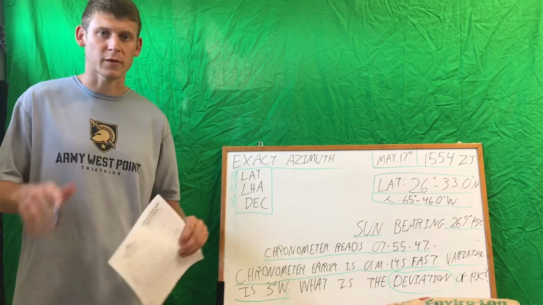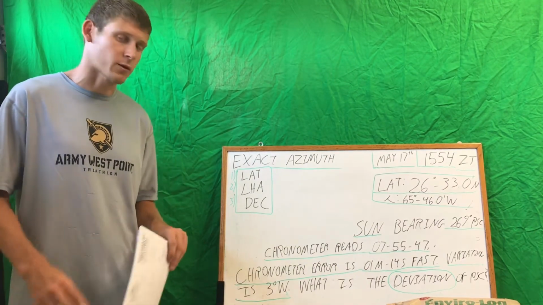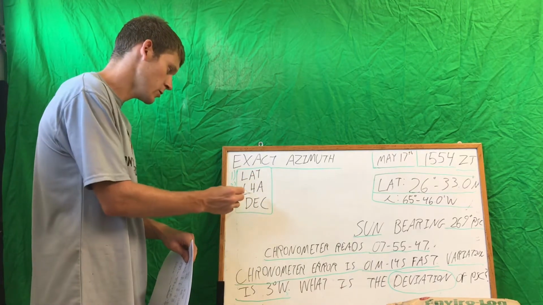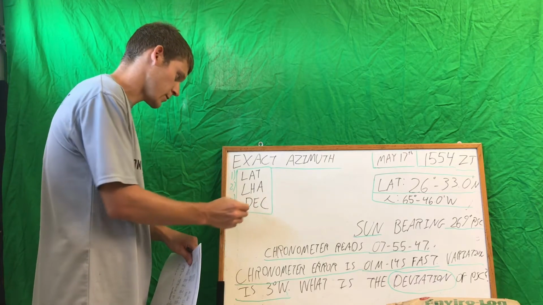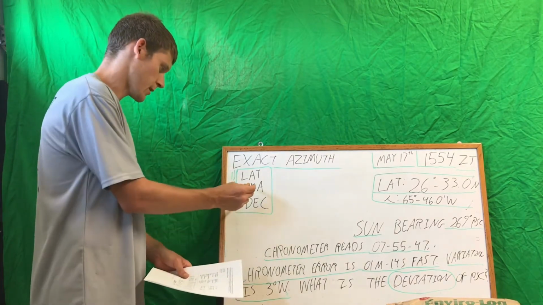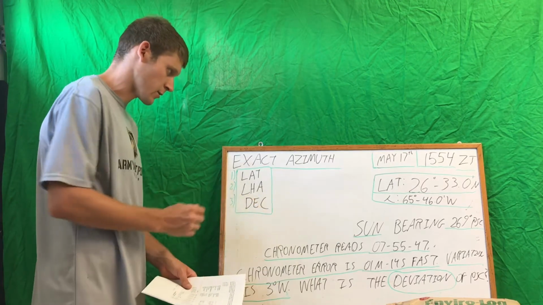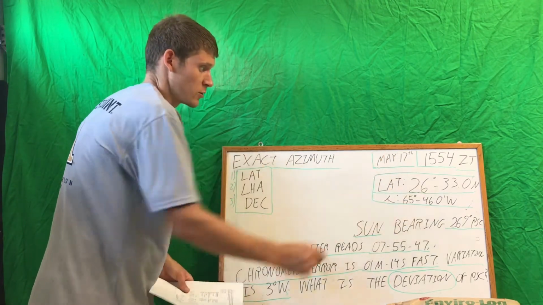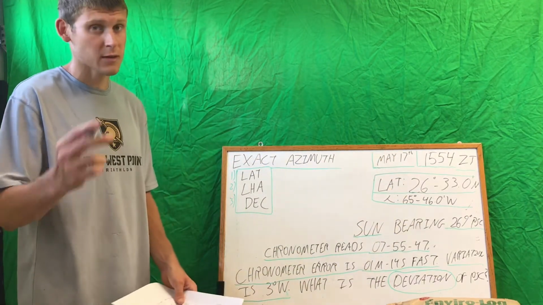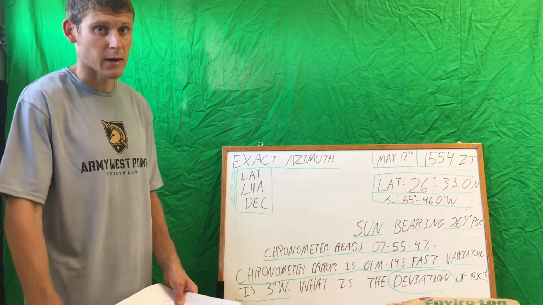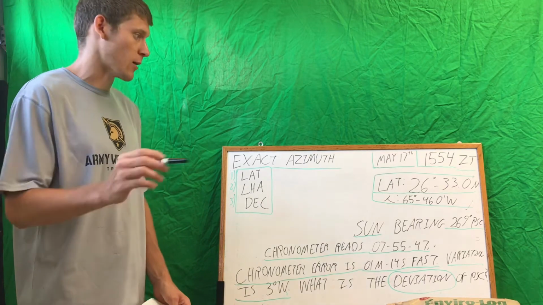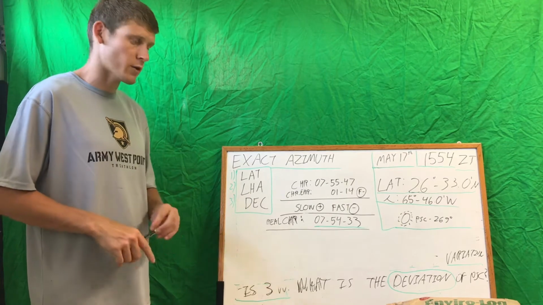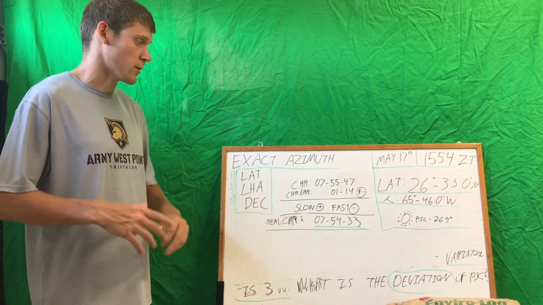So there's multiple steps to solving an exact azimuth problem. But the first thing you want to remember is that you need to find the latitude, the LHA, and the declination. In order for us to find local hour angle and declination, we need to know the date and the time when we observed the sun at 269 per standard compass. In particular, we need to know the Greenwich Meridian time, the GMT time, at which we observed the sun at 269 per standard compass.